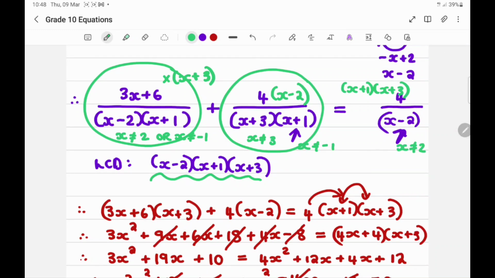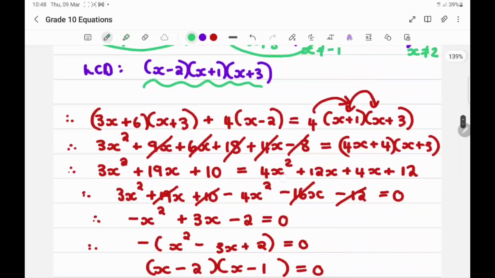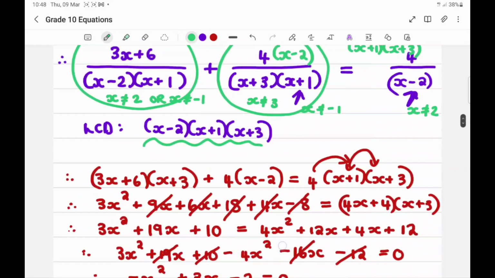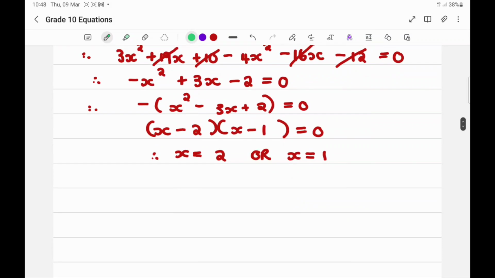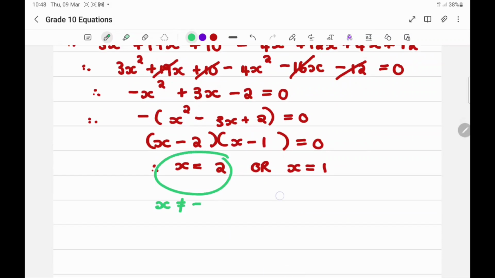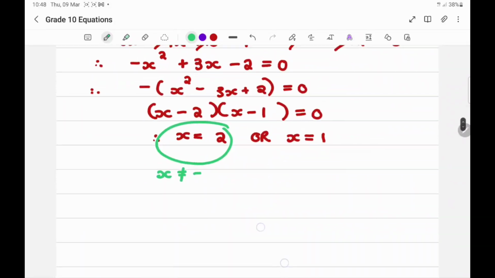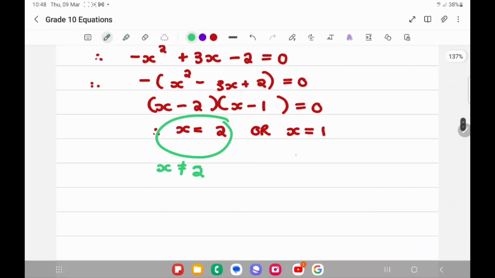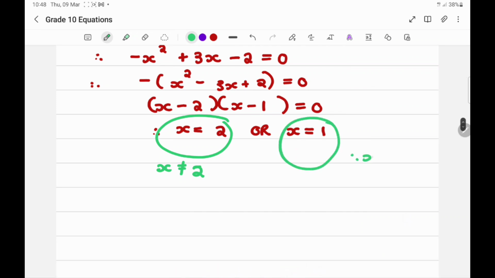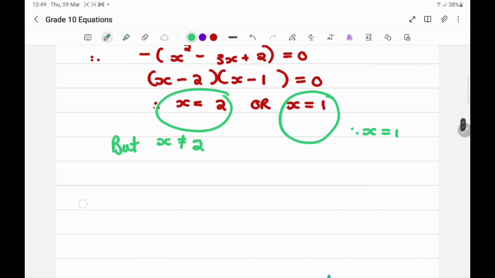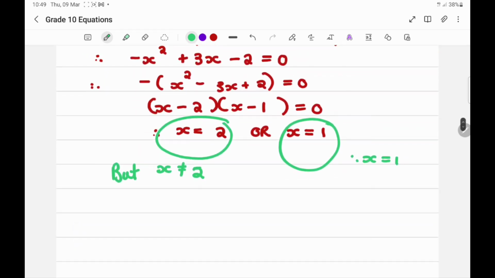Alright, or you could have just looked at your LCD and only worked with those. So x can't be 2, x can't be negative 1, and x can't be negative 3. So this one, thus x can't be 2. Sorry, I thought it was a negative 2. But, so x is equal to 1. Okay, so we have to eliminate that answer. You have to say, but x can't be negative 2. Thus, the only answer to satisfy this equation will be x is 1.